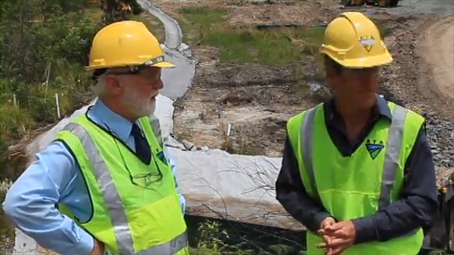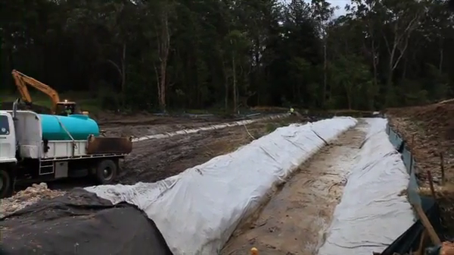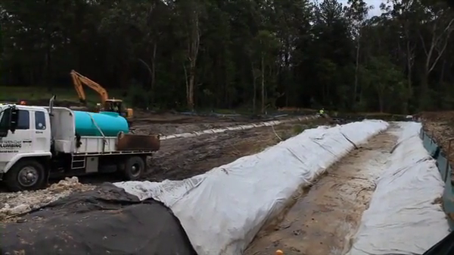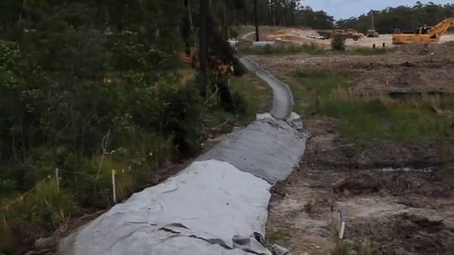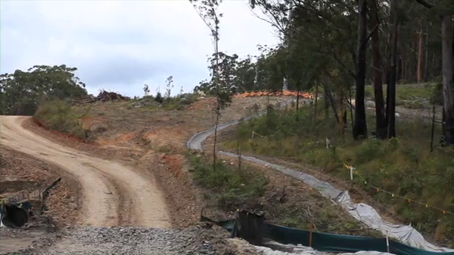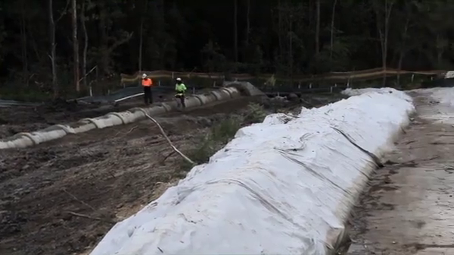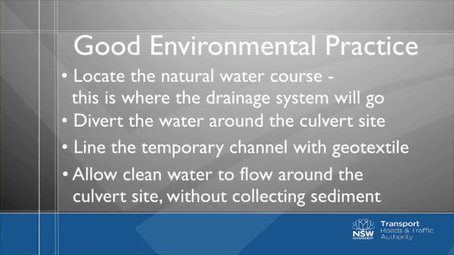And they've done a good job of it here, because as you can see, they've lined the whole channel with geotextile, and this is good environmental practice. What we have now is a situation where we're going to have clean water collected upstream of the culvert site, diverted through the culvert site in a geotextile lined channel, and it won't collect any sediment in the process of going from one side to the other. So it's good engineering practice, and it's also good environmental practice.